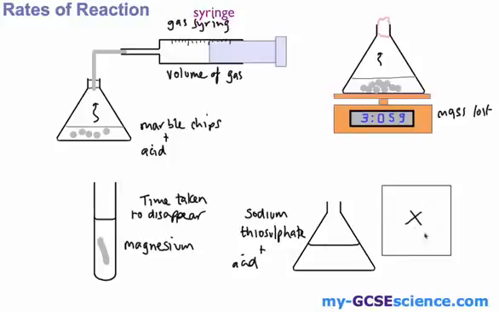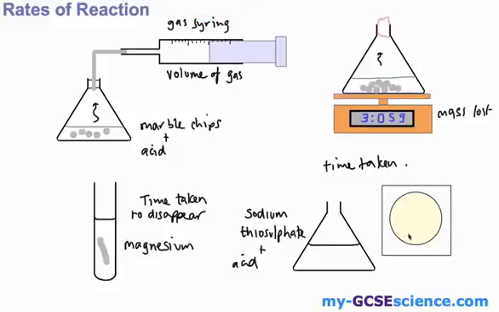So you'd probably get something like this. Here you're looking from above, you can see the cross on the tile, and after a few seconds reaction occurs and the cross disappears, and you can measure the time taken for the cross to disappear, and that's a measure of the product formed.